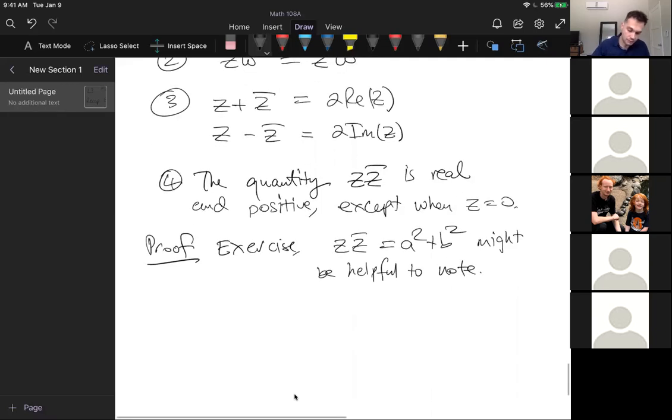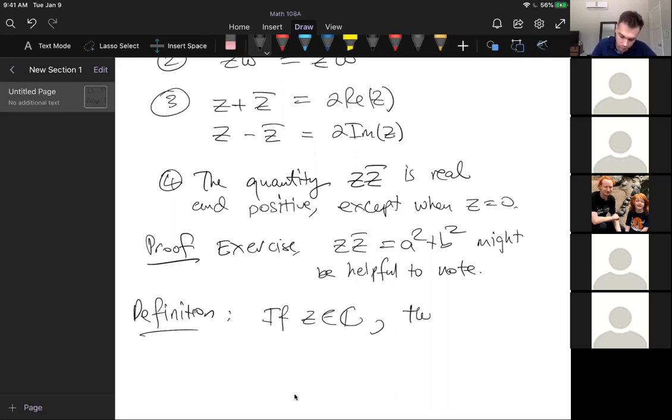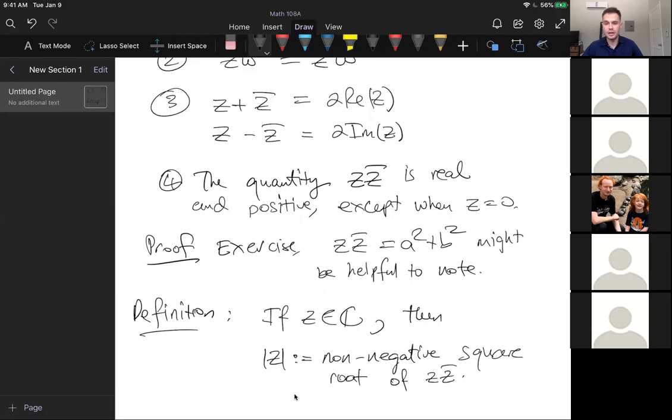And so now that we have this theorem, we can make another definition. The definition is: if Z is a complex number, then the absolute value of Z, or the norm of Z, is the non-negative square root of ZZ bar. So this is actually quite subtle.